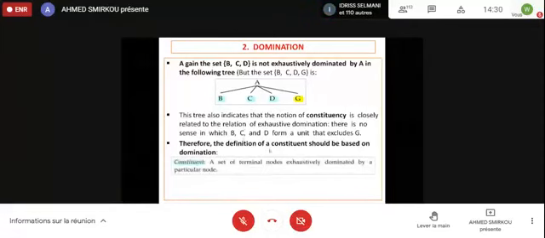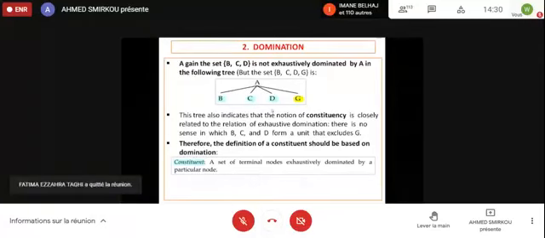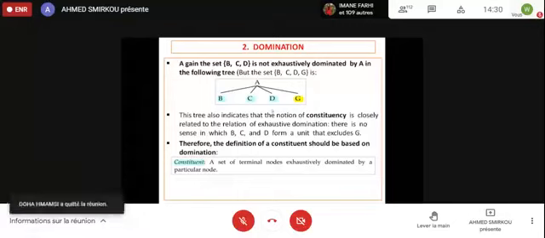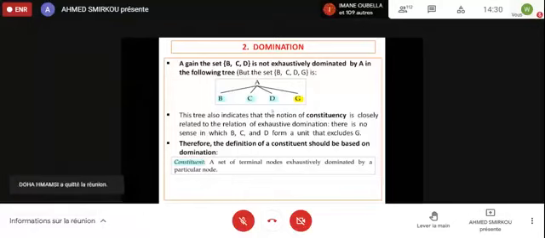A set of terminal nodes exhaustively dominated by a particular node. So if you exclude G, you will not have exhaustive domination, and you will not have B, C, D forming a constituent. Any question? Is it clear? Yes, Professor, it's clear.